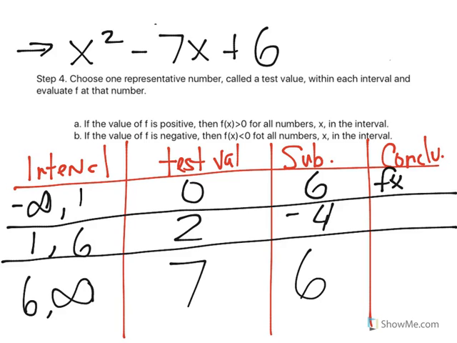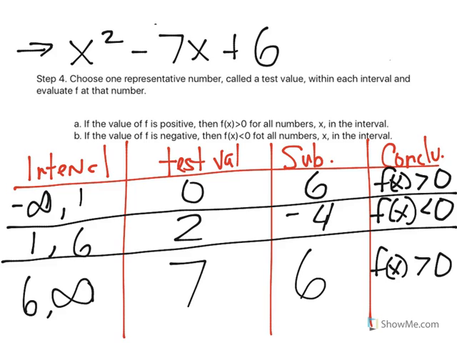So f of x is greater than 0. Here, my f of x is less than 0. F of x is less than 0. And here, my f of x is greater than 0. So, now that we have that there, we can go into step number 5.